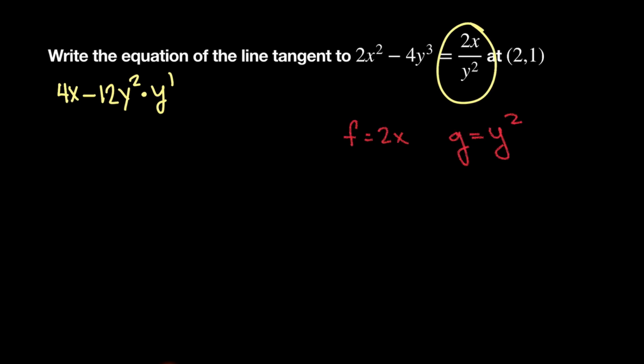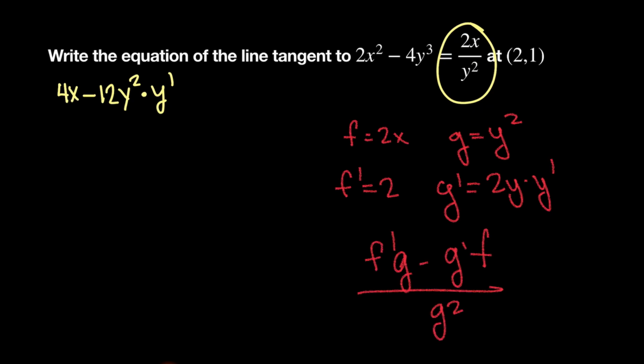All right, on the right-hand side, I have 2x divided by y squared. I'm going to use the quotient rule for that. So the top, the f, is 2x. The bottom, the g, is y squared. Derivative of 2x is 2. Derivative of y squared, I brought down the 2, I got 2y. But again, I have to multiply by y prime. Y is a function of x, so that's my chain rule.